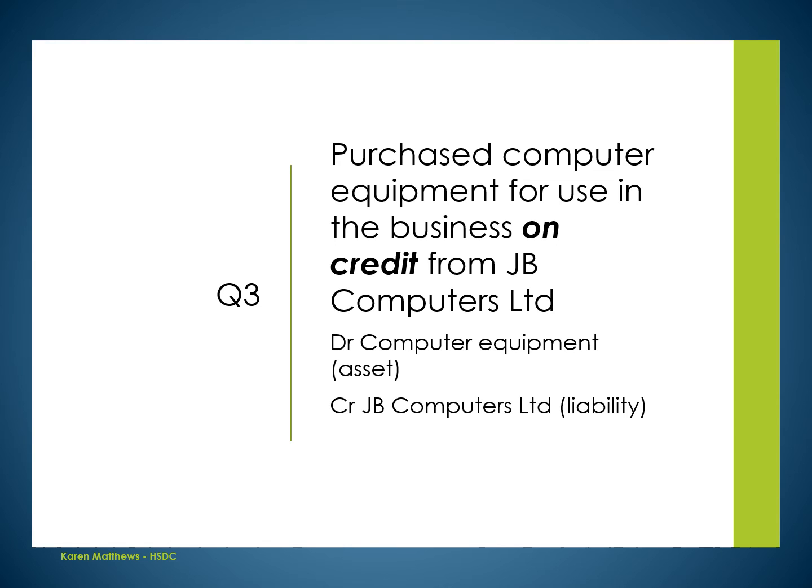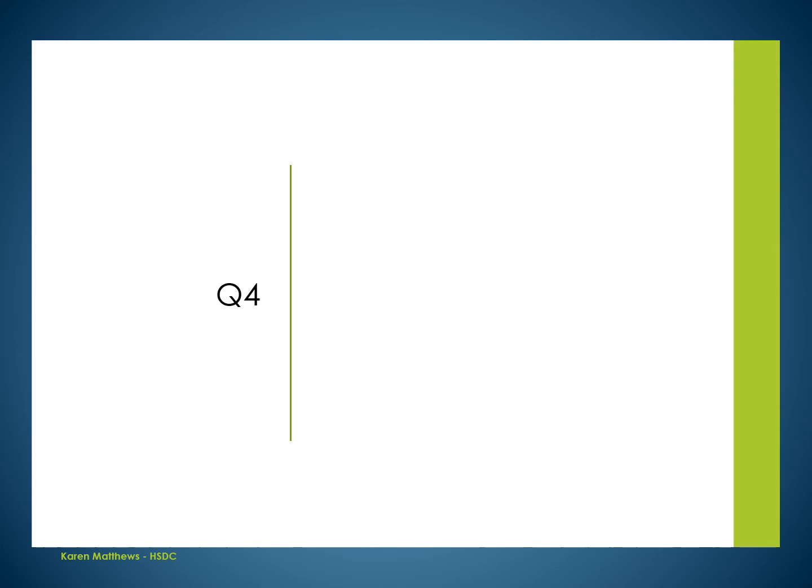So do not credit trade payables in this type of example, and do not debit purchases. Even though it says the word purchase there, it's not purchases, it's purchased a computer or some computer equipment. So we need to record it as a non-current asset, not as purchases.